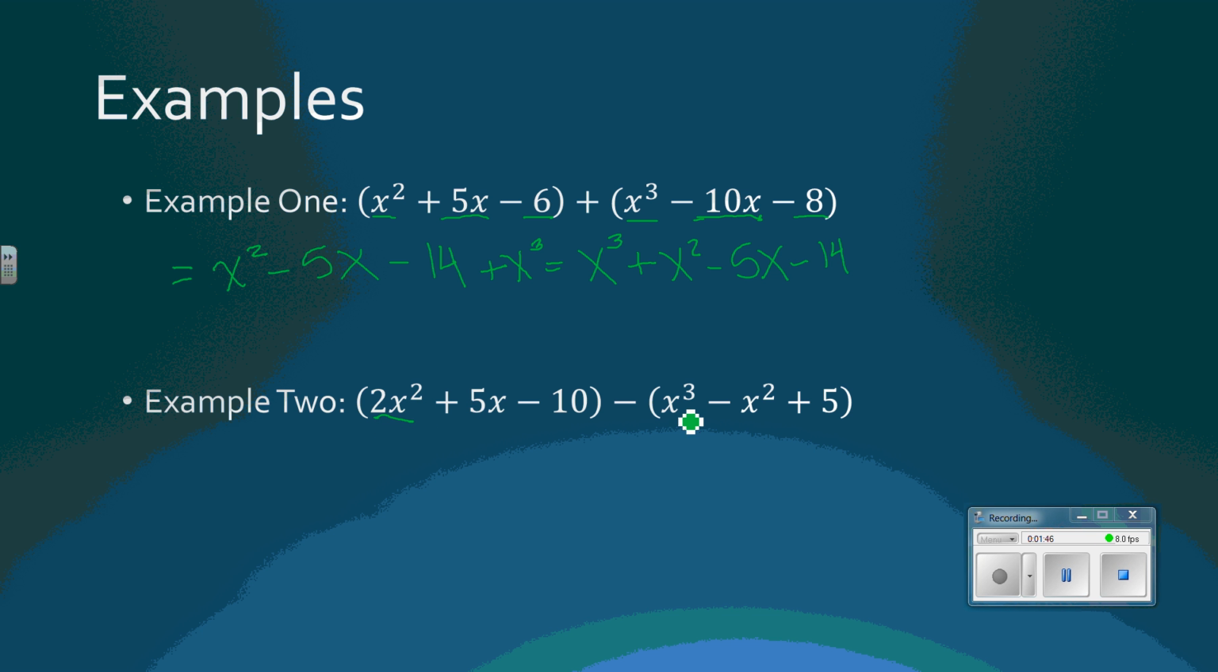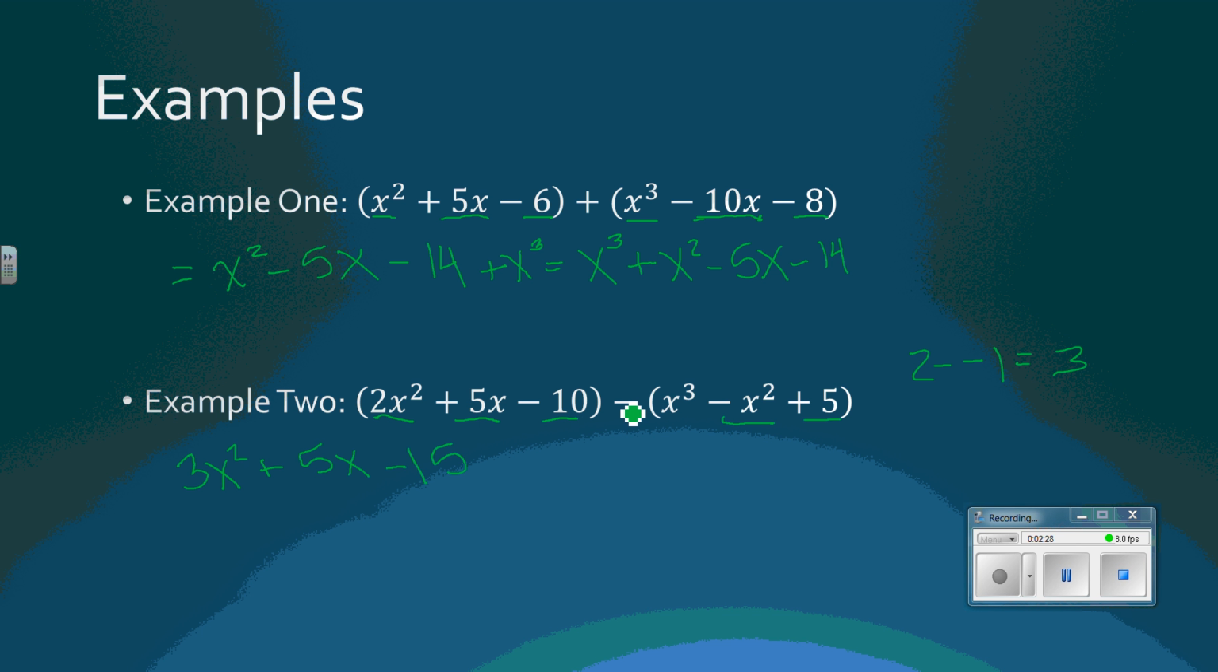2x squared can combine with negative x squared, but watch, since you're doing 2x squared minus negative x squared, 2x squared minus negative 1x squared is 3x squared. Because remember, just a side note, if you have 2 minus negative 1, that's like 2 plus 1, which is 3. The 5x, notice you have nothing to combine it with, so you just write 5x. Negative 10 minus 5 is going to be negative 15.